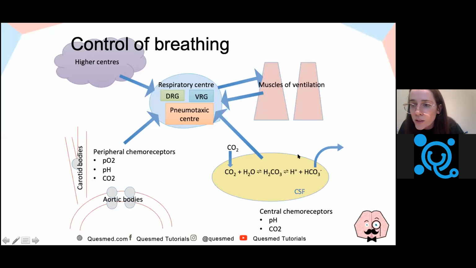What would cause a change in pH of CSF? The change in pH is due to carbon dioxide in water, which is catalyzed by carbonic anhydrase to form carbonic acid, and that dissociates to form hydrogen ions and bicarbonate, and then the bicarbonate leaves the CSF by active transport, and we're left only with the hydrogen ions, and therefore that reduces the pH. So it's not the blood pH that's important, it's the pH of the CSF. Okay.